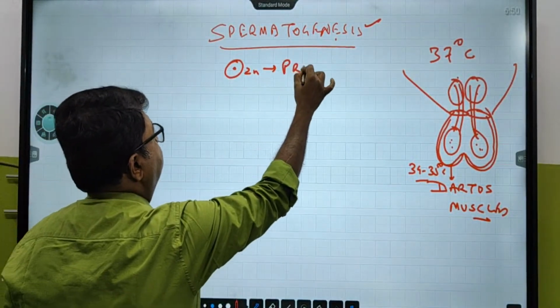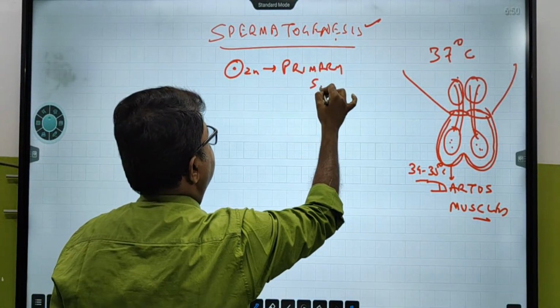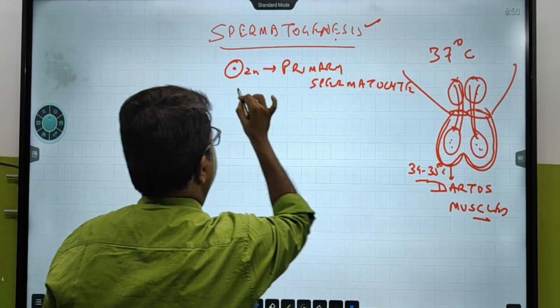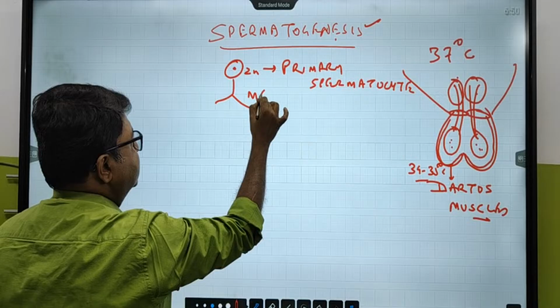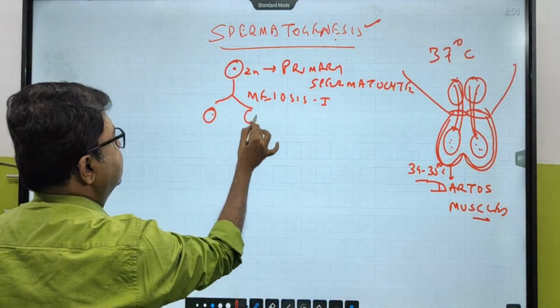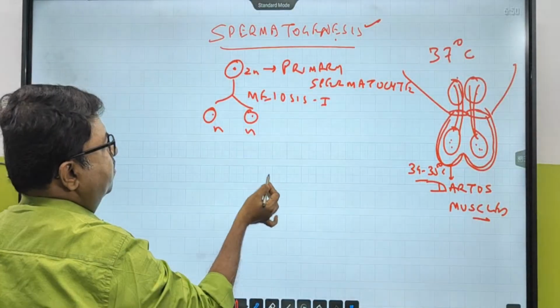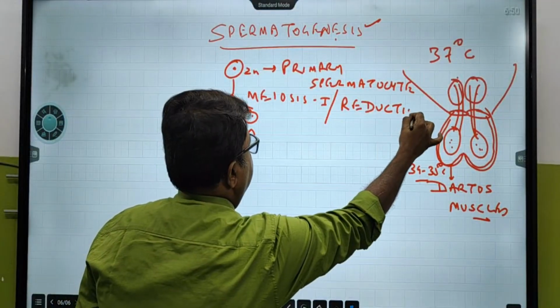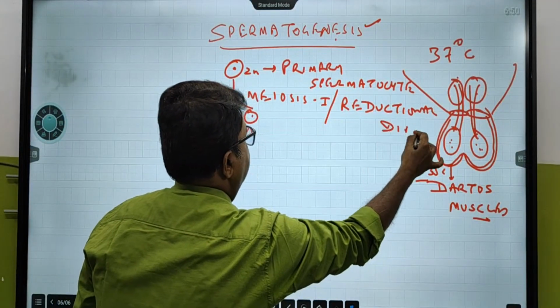This cell is called the primary spermatocyte. And it undergoes what? It undergoes meiosis I first, which results in the formation of 2 cells, each having half the number of chromosomes, and that is why meiosis I is basically called reductional division.